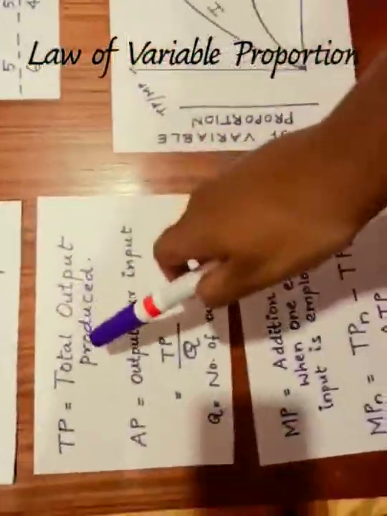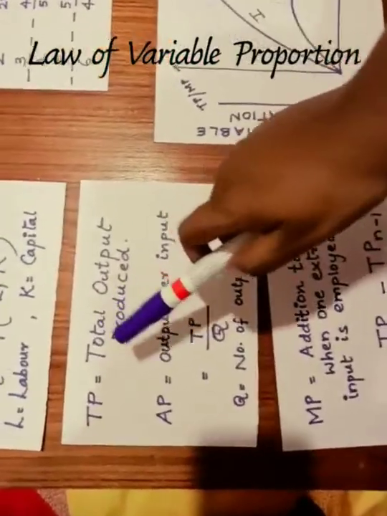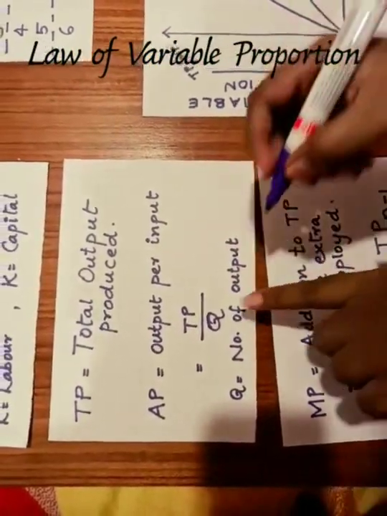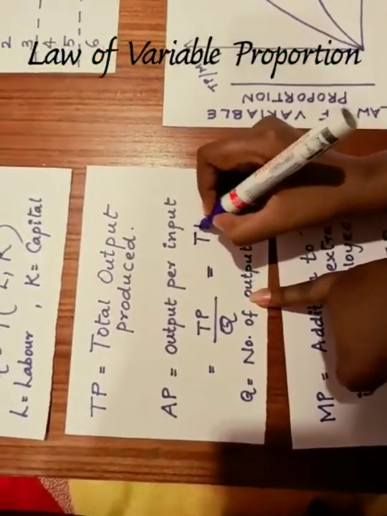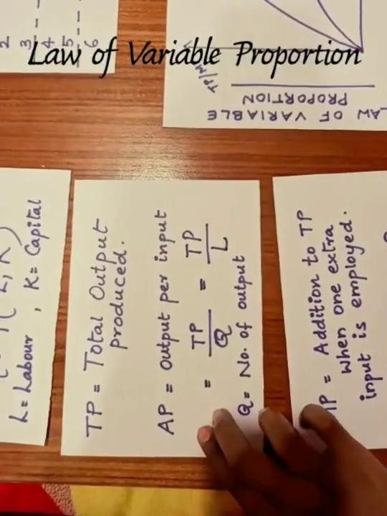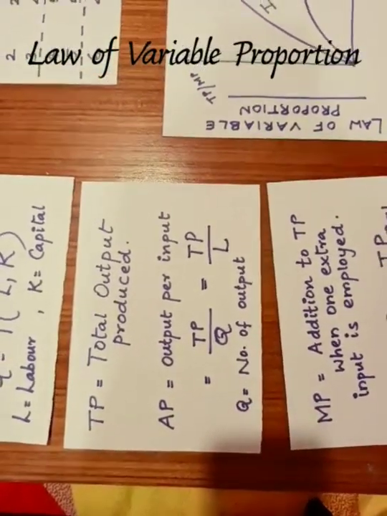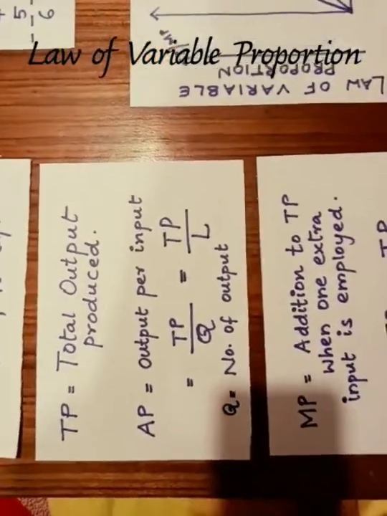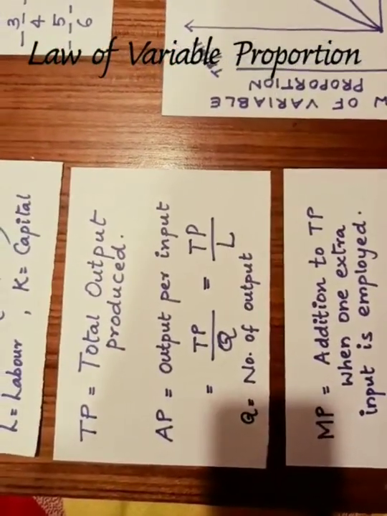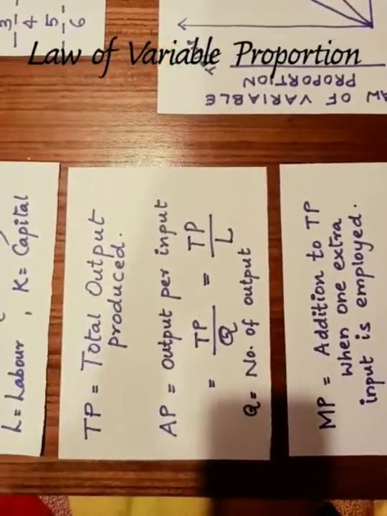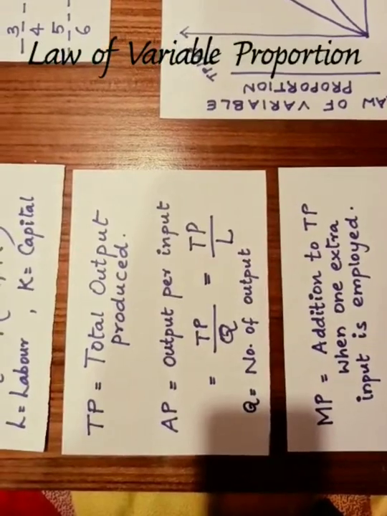So TP is the total output produced in the economy and AP is output per input. Here you can rewrite it as TP divided by L. L means it is the variable input. Now we are talking about returns to factor. So L is the number of labors employed. So that can be TP divided by L. That is how much output an employee or a labor can produce. That is output per input.